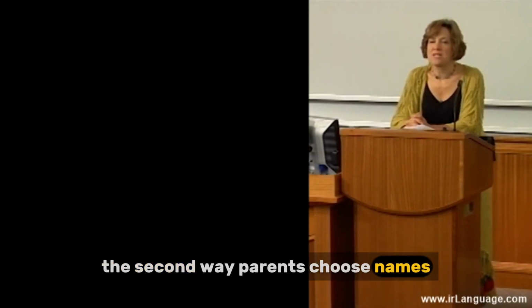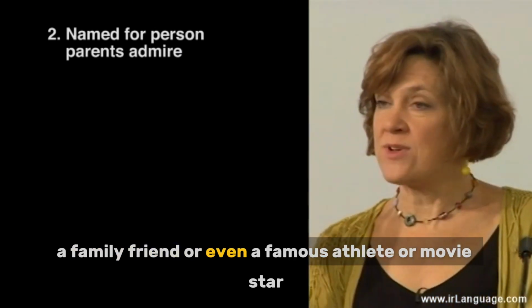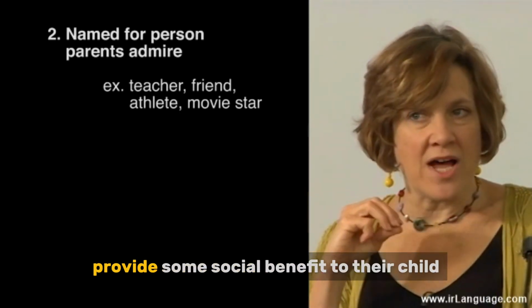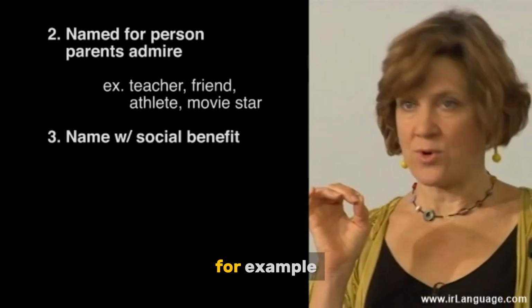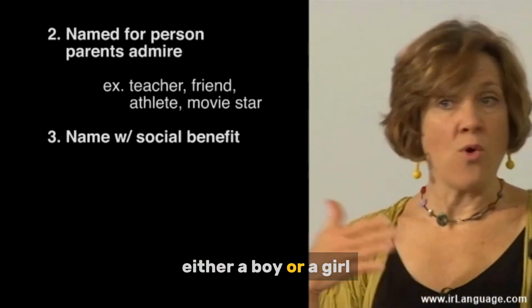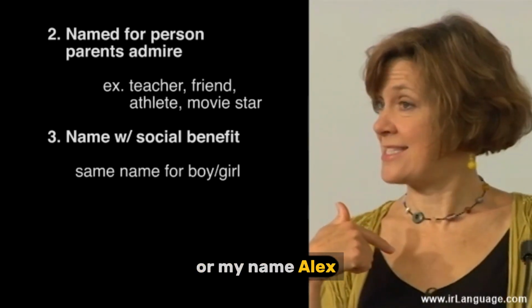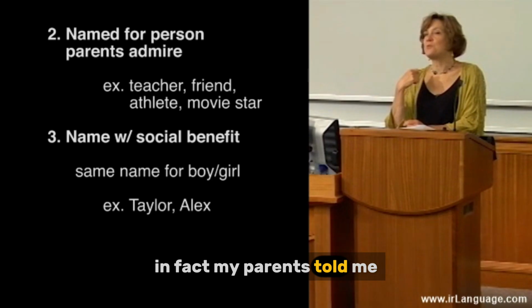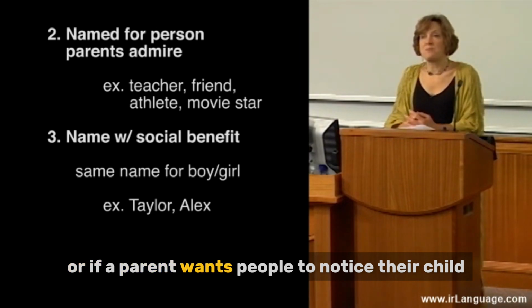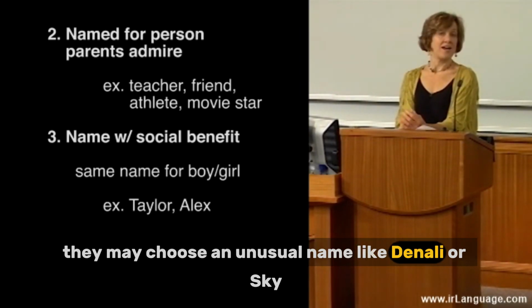The second way parents choose names is to name a child after someone the parents admire, such as a favorite teacher, a family friend, or even a famous athlete or movie star. The third way is to choose a name the parents feel will provide some social benefit to their child. For example, if they're concerned about gender discrimination, they may choose a name that works for either a boy or a girl. A name like Taylor, for example. Or my name, Alex. In fact, my parents told me they thought Alex might give me an advantage when I applied for jobs. Or if a parent wants people to notice their child, they may choose an unusual name like Denali or Sky.